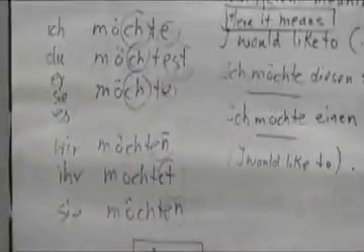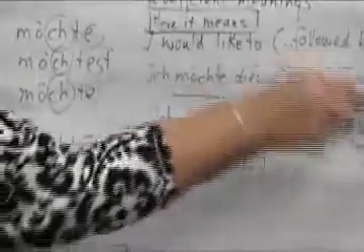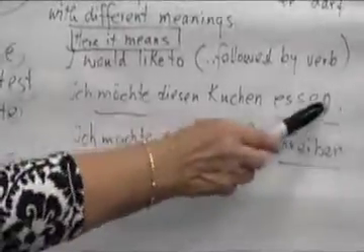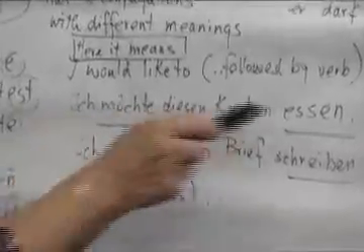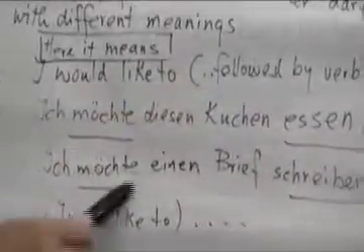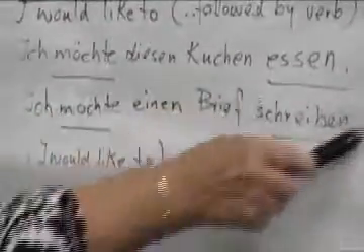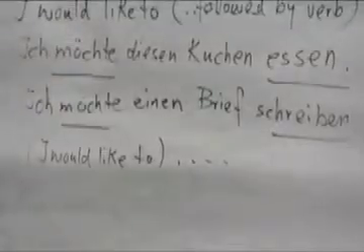Alright, here I gave you an example how we would use it. Ich möchte diesen Kuchen essen. Remember I told you möchte needs to be followed by a verb, second verb, and here the second verb is essen. I would like to eat this cake. Ich möchte einen Brief schreiben. Möchte, here's the second verb, schreiben. I would like to write a letter.